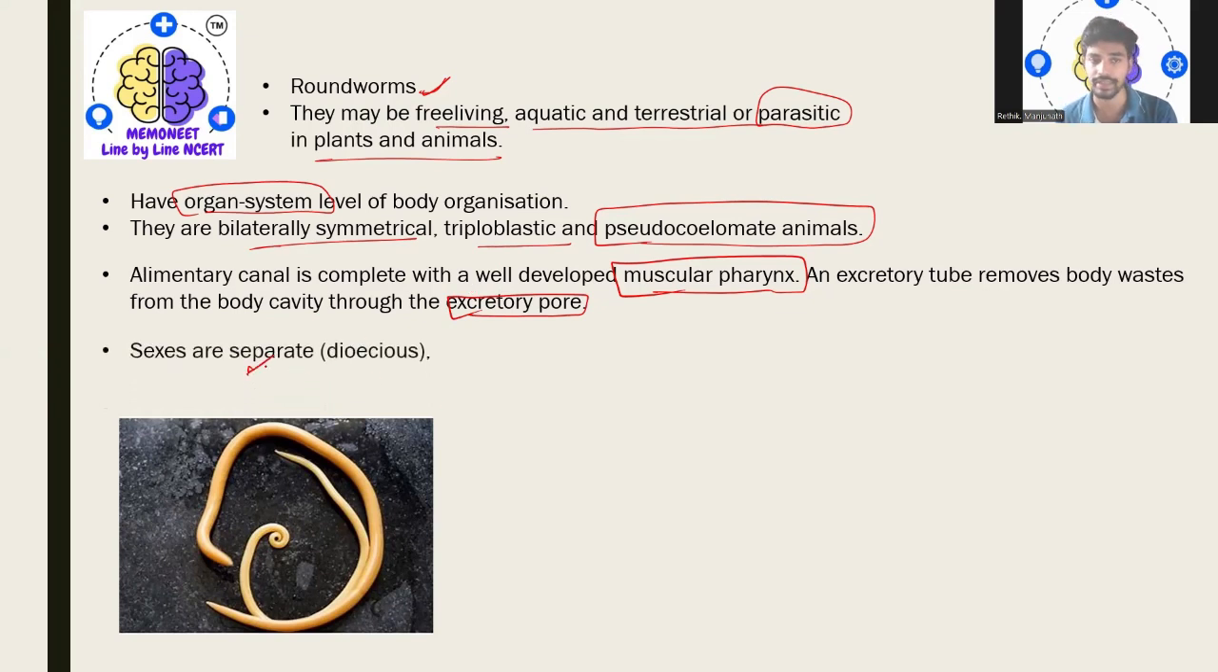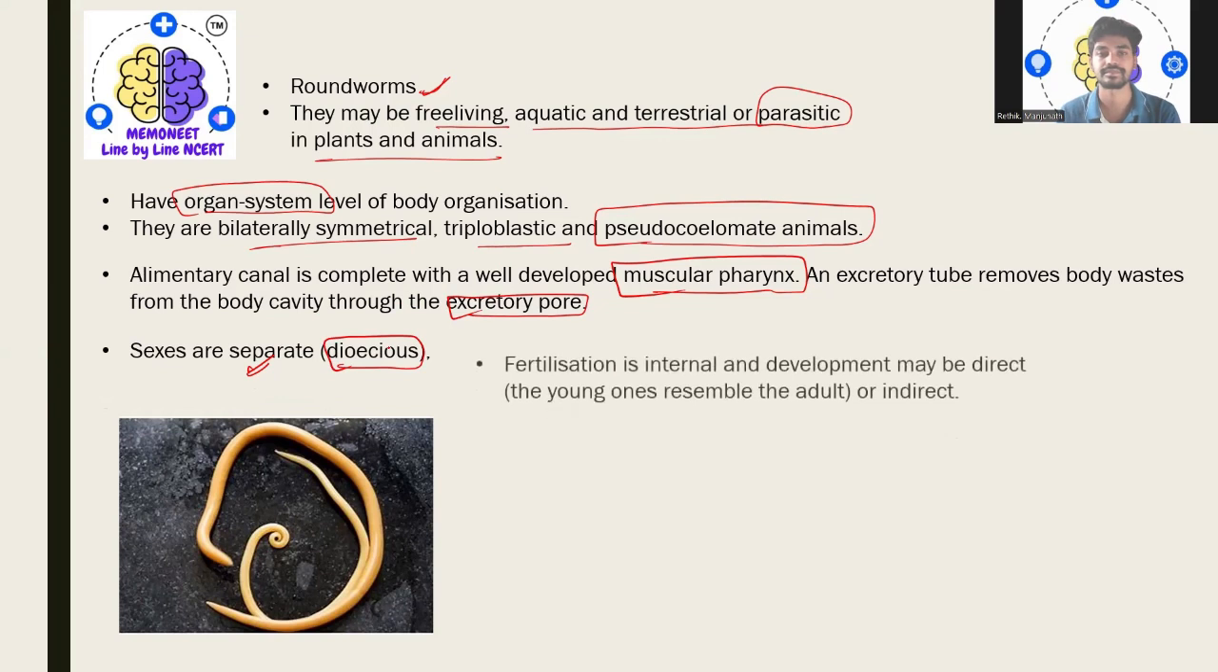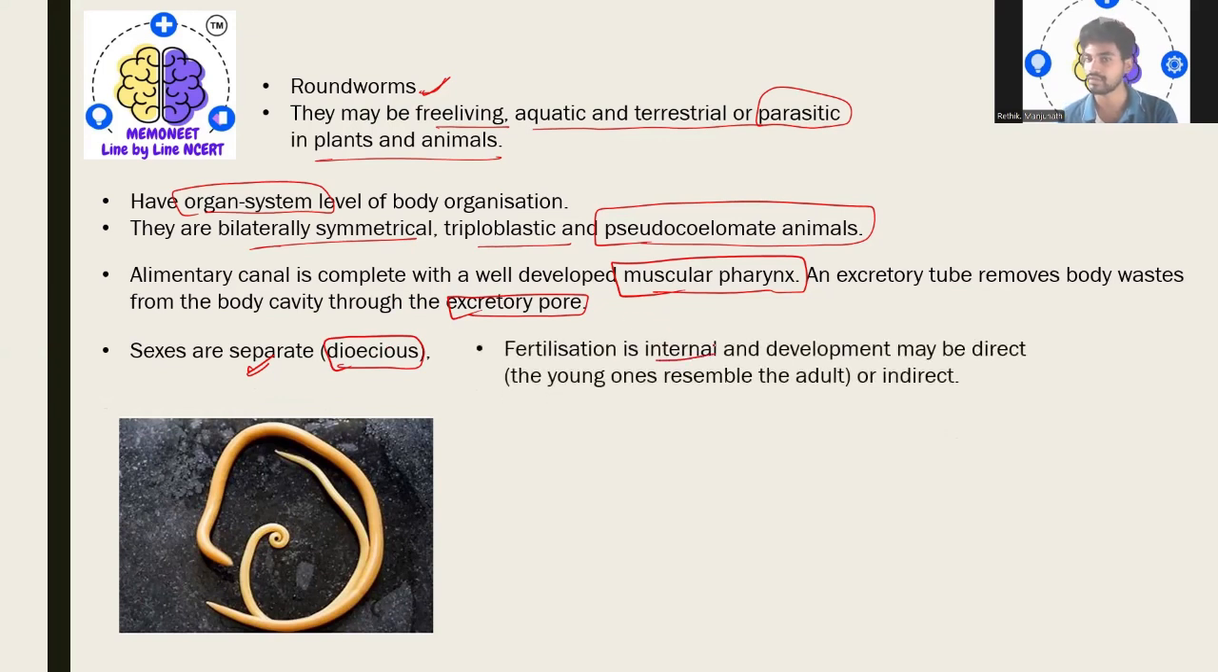Sexes are obviously separated. Dioecious are nothing but organisms where you can see the sexes are separated. Fertilization is internal. Development may be direct, where the young ones resemble the adult, or it could also be indirect. Direct is nothing but the younger ones somewhat or almost resemble the adult. Indirect is something like the larval stage and the adult stage being completely different.